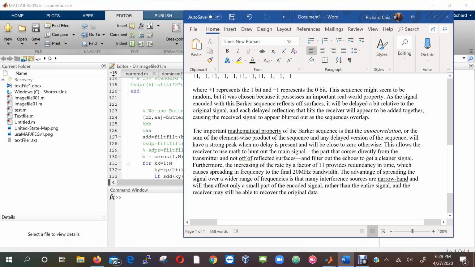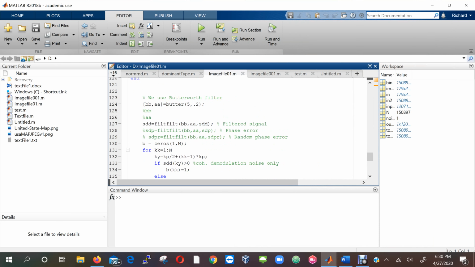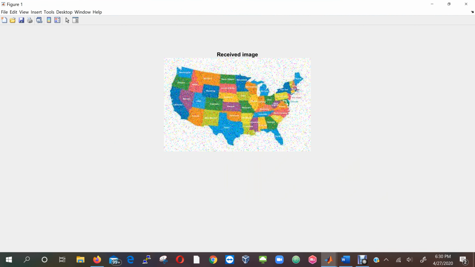Furthermore, the increasing of the rate by a factor of 11 provides redundancy in time, which causes spreading in frequency to the final 20 megahertz bandwidth. The advantage of spreading the signal over a wider range of frequencies is that many interference sources are narrowband and will then affect only a small part of the encoded signal rather than the entire signal, and the receiver may still be able to recover the original data. And so again, if we go back to these, you can see how our received signal is really blurry.